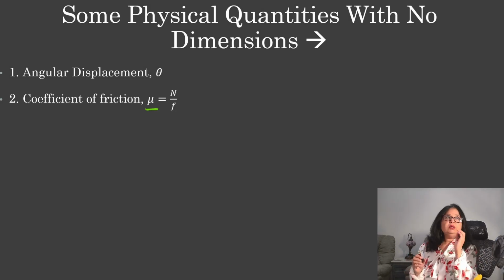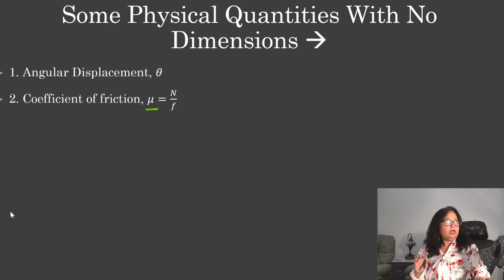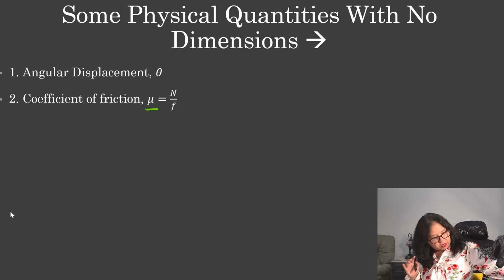So coefficient of friction is defined as normal force N divided by the force of friction, lowercase f. So force divided by force, normal force divided by force of friction. Two forces cancel out. So whatever you are left with, it will just be a number with no dimensions. All right, let's see what's the next thing here.